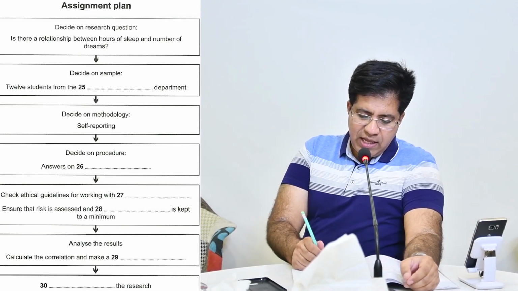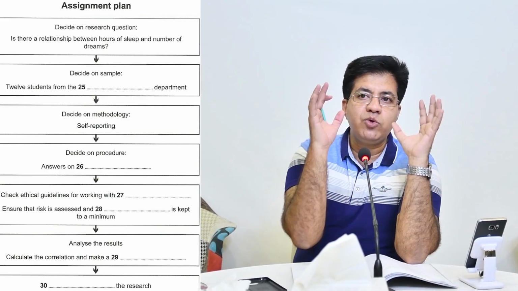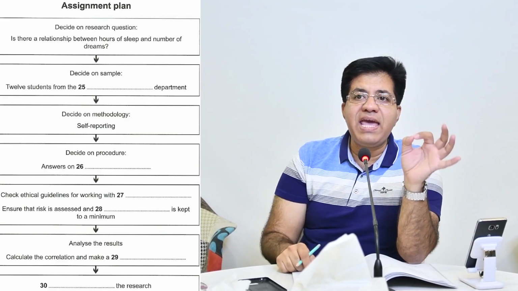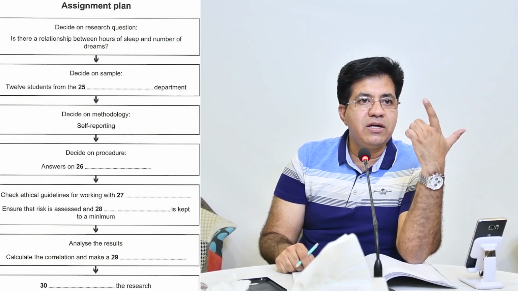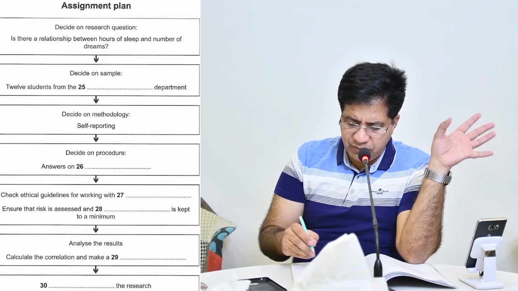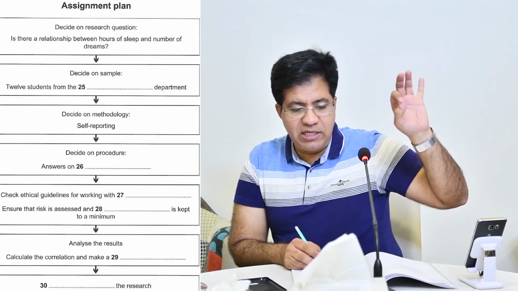Analyze the results. Question number 29. Calculate the correlation and make a dash. Now you need to calculate the correlation and then you have to make. For make, they can use the word make, create, design, construct, any other word like that. So what is it that they have to make after calculating the correlation?